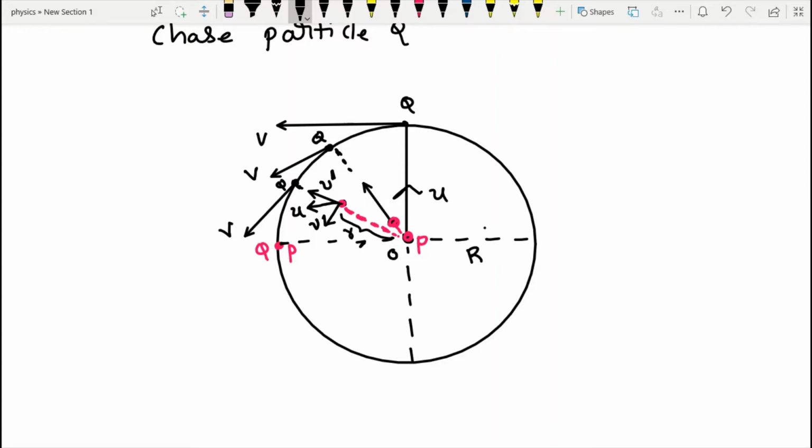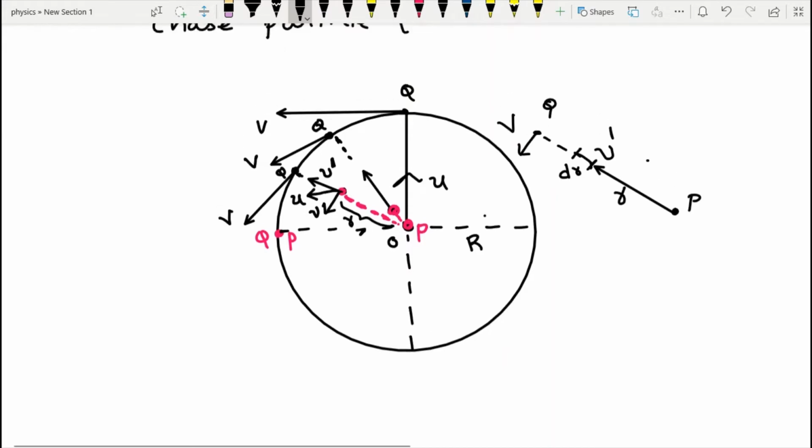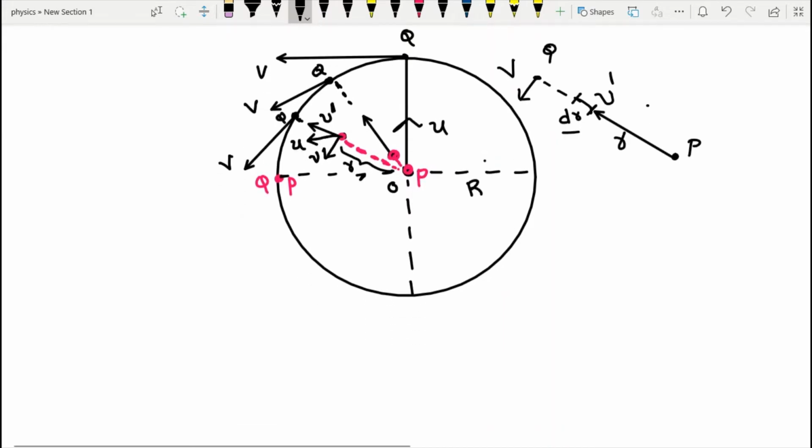The particle will travel along the radial direction with velocity v dash. So I will show you separately here. The particle P will travel in the radial direction. So suppose this is the particle Q, and it has velocity in this direction. And see here, the particle P is directed towards the particle Q, and its velocity in this direction is v dash. So this is the radius. Up to here it is radius, and the particle P travels a small distance dr in the direction of Q. So this diagram is important.